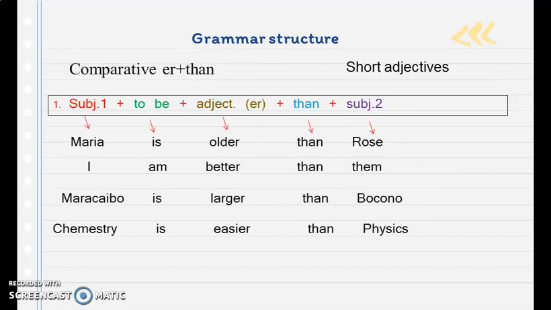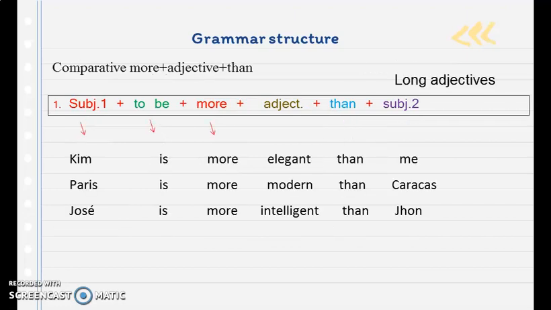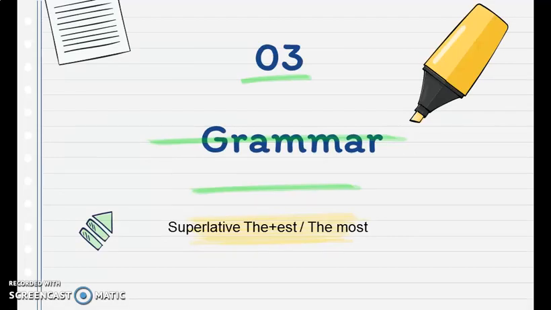Y vamos a pasar a esta lámina. En el caso de los adjetivos cortos, sí agregamos el sufijo ER al final del adjetivo, que es corto, siempre siguiendo las normas o las reglas que vimos anteriormente. Okay, now we are going to continue with superlative.